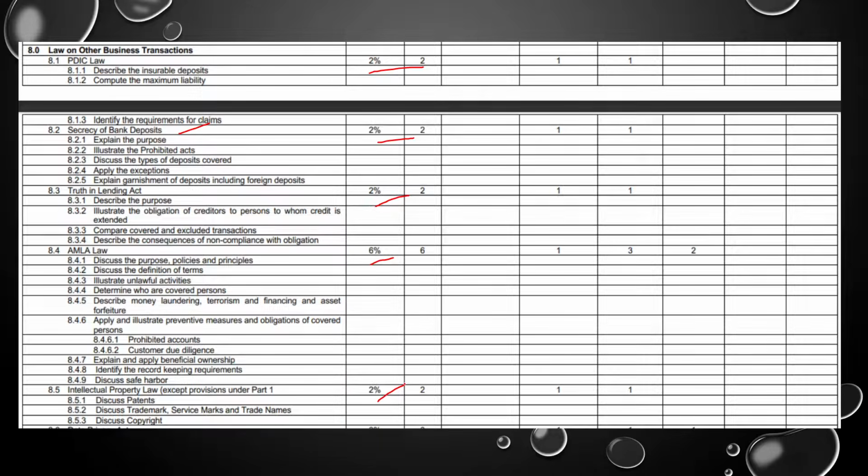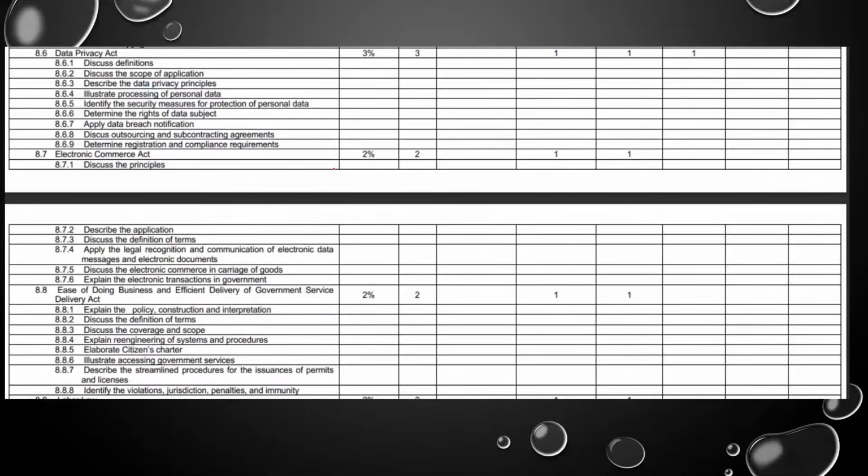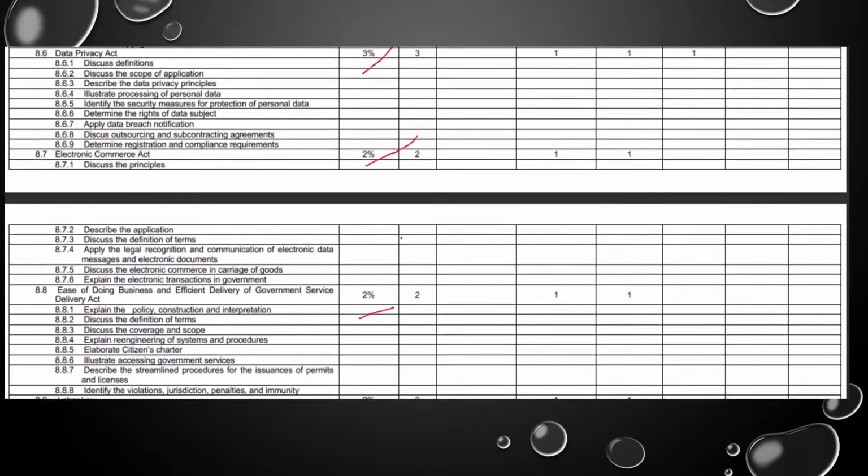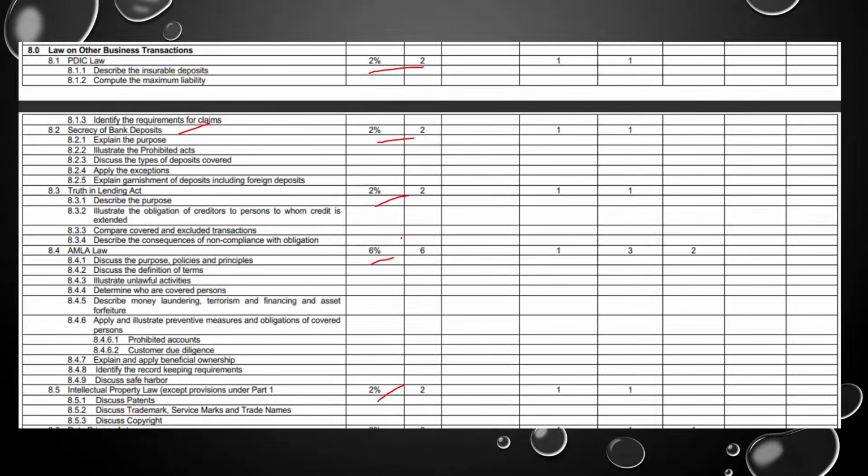Intellectual Property Law, 2%. Data Privacy Act, 3%. E-Commerce Act, 2%. Ease of Doing Business, 2%. Labor Standards, 2%. And Social Security Law, 2%. So, this is 25% or one-fourth of the exam on RFBT. So you might be focusing too much on law on sales and other credit transactions, but that's just 6% of the entire exam in RFBT.